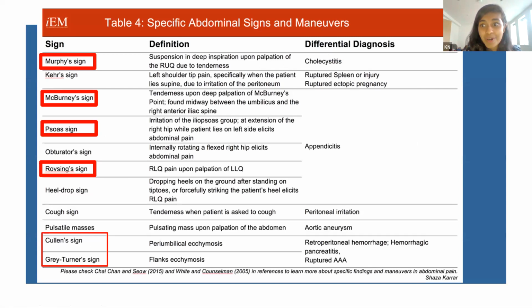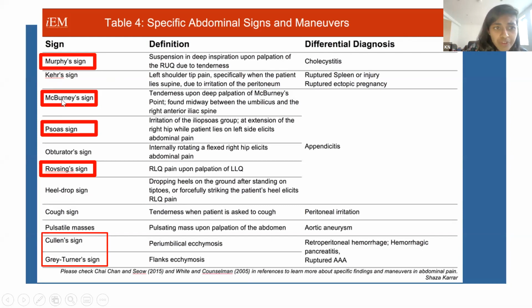So surgeons love, in OSCEs and EMQs, digging on these eponymous signs that come up. There's a couple that come up quite often. Murphy's sign is when you palpate the right upper quadrant, ask the patient to take a deep breath in, and they have pain on inspiration, which is a sign of cholecystitis. There's McBurney's sign, which is tenderness on palpation, which is appendicitis.